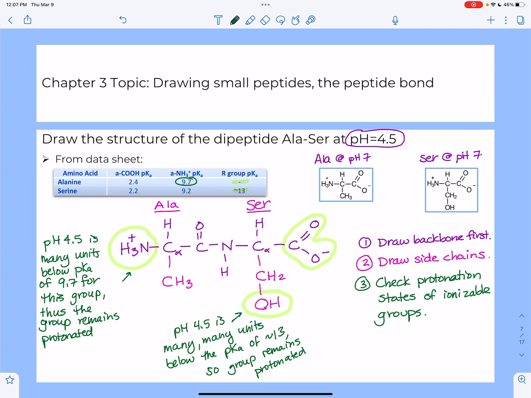So that's good news for us. We don't have to change either of those. So now let's look at the carboxyl, okay? So we've looked at this and this. So now we have a serine alpha carboxyl group.